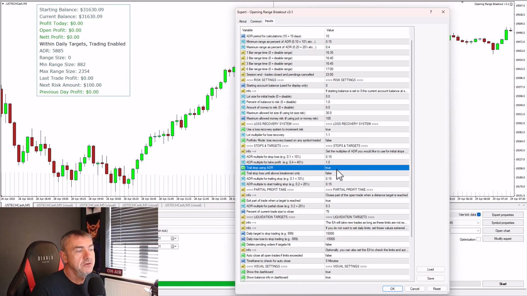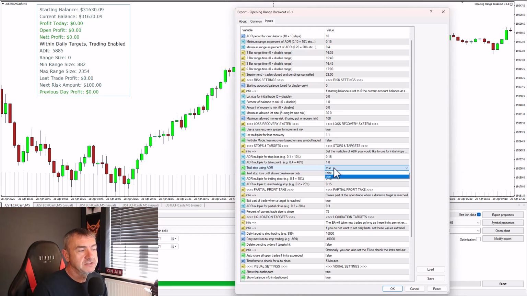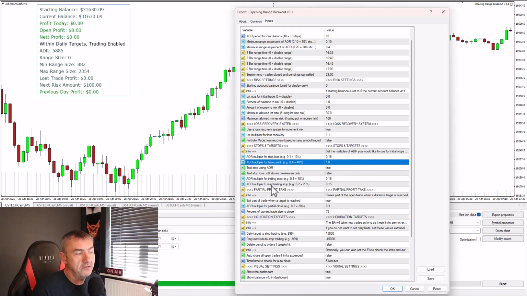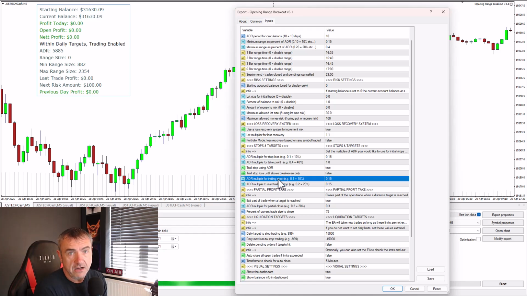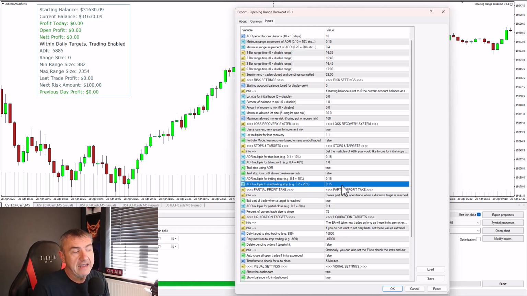So the trailing stop system you can set to true or false. If you set it to true, it will obviously trail the stop loss, and you can set a trailing stop multiple of ADR. Typically, I like this to be roughly whatever my risk is going to be. So if it moves 1R in my favor, I like to reduce that risk and cut that risk as fast as possible. But you can set it to start at any time.